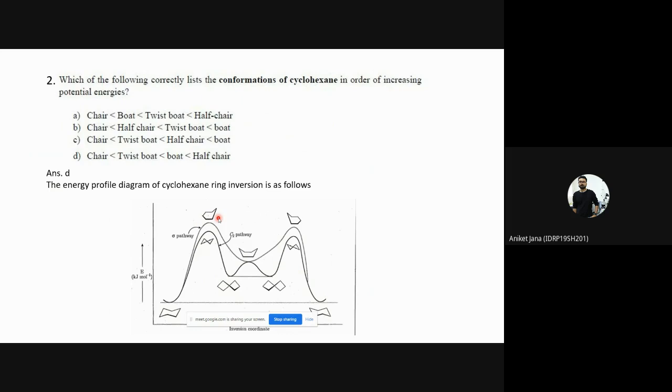It can go via two pathways. One is the achiral sigma pathway. The above one, as you can see, the intermediate transition states are the achiral ones, and the below one is the chiral C2 pathway. As you can see, the intermediate forms have the C2 axis.